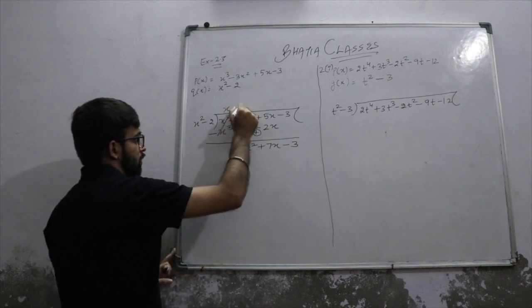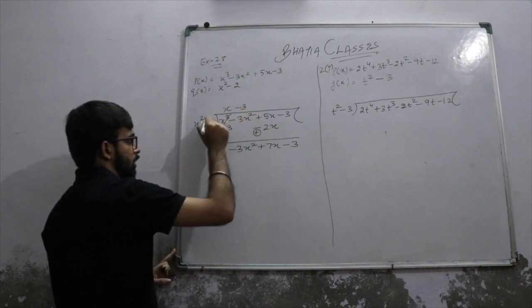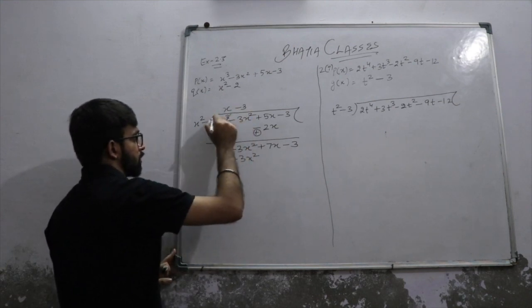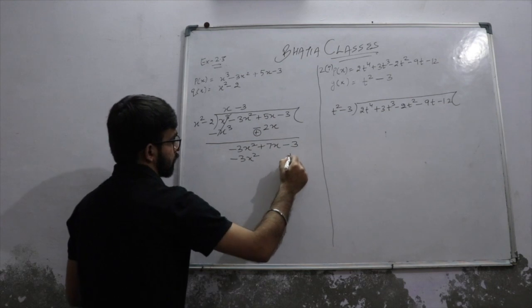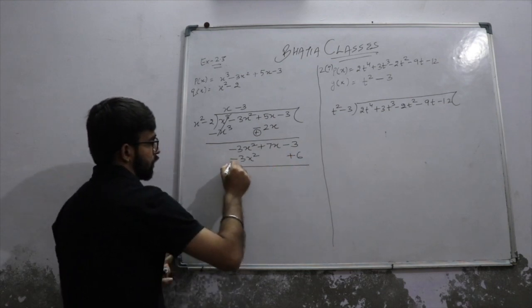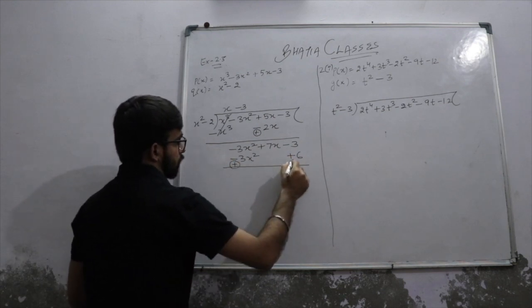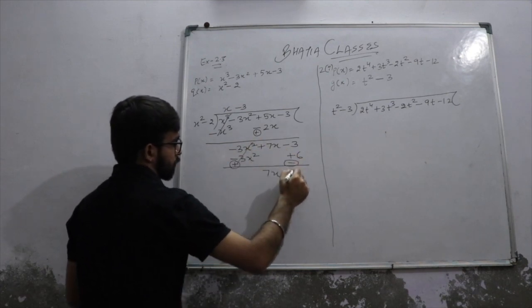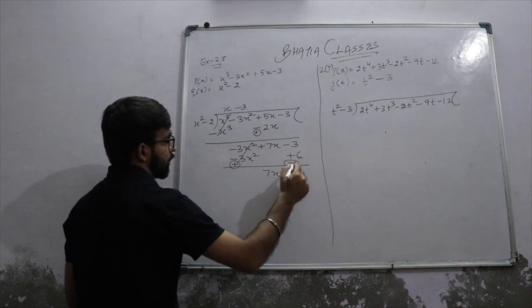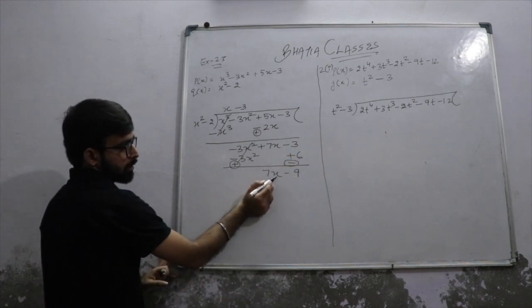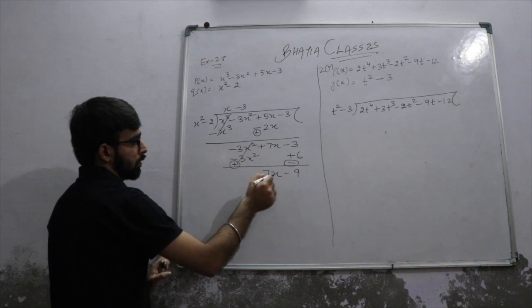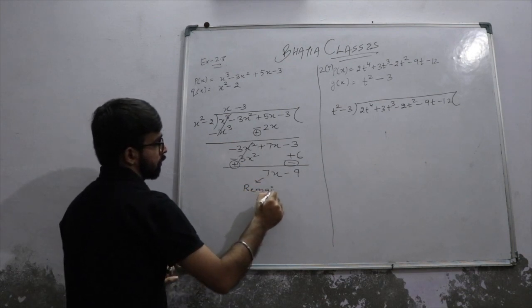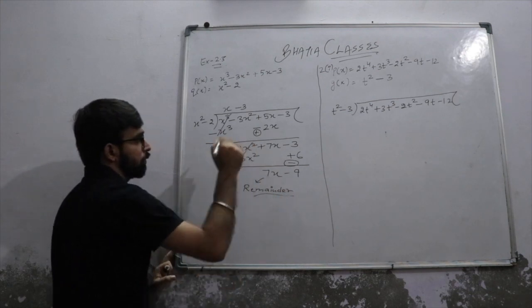Minus 3, so this will be multiplied by minus 3. Minus 3 multiply x square, that is minus 3x square. Minus minus plus. 2 3 is a 6. Change the sign. This will be cancelled out. Take it down. 7x minus minus plus, 6 3 is 9, and that will be of negative sign. Here x is smaller than x square. Therefore, this quantity will be the remainder and this is the answer of this sum.